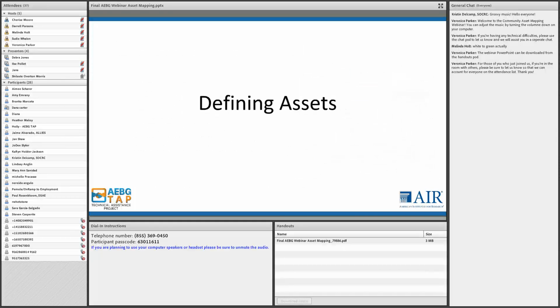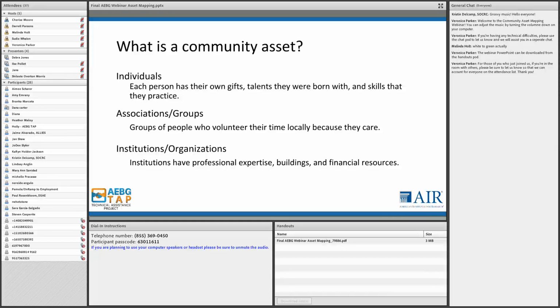And I'll be turning it over to Deborah. Thank you for that overview, Jana and Celeste. Let's begin a deeper dive into defining community assets. Jana, will you lead us off?